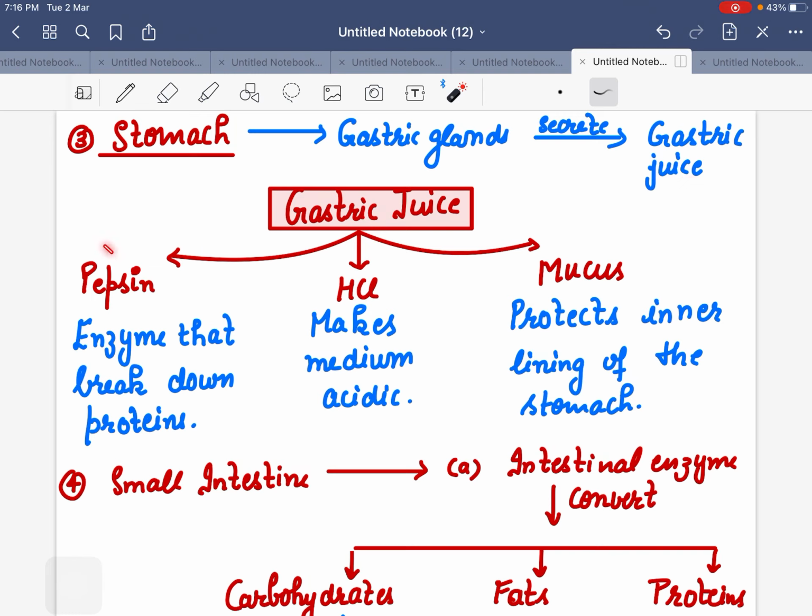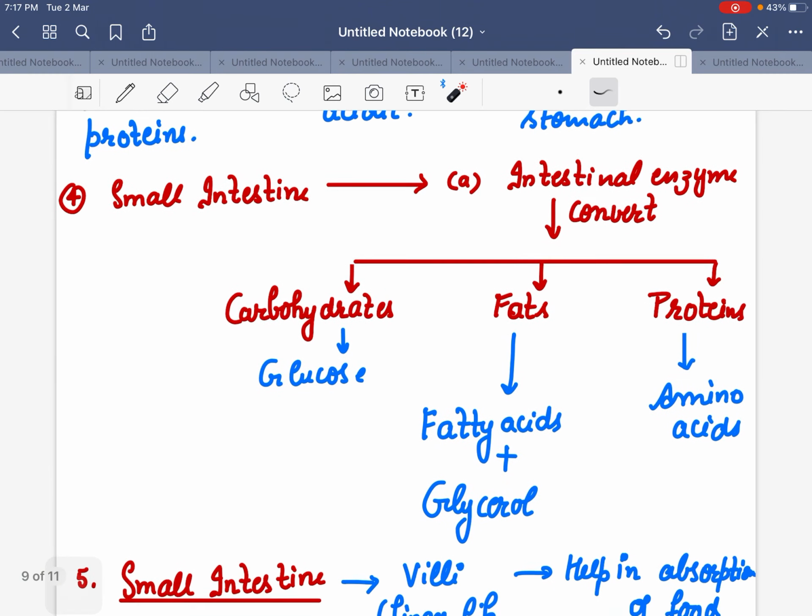Gastric juice has three things: pepsin, which helps in the breakdown of protein. Then there is acid, which makes the medium acidic. And then there is the mucus. Why do we need an acidic medium? So that enzymes can work properly. That is why you need an acidic medium. Otherwise there was no need. But this enzyme otherwise will not work.